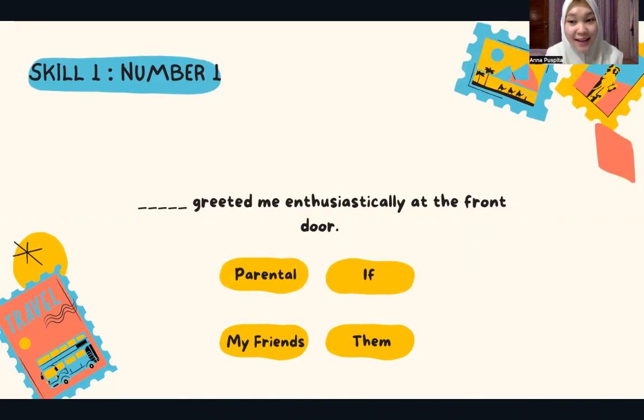The only one subject in this option is my friends. So the correct answer is my friends. My friends greeted me enthusiastically at the front door. If we analyze, option A is incorrect because it is an adjective. Option B is incorrect because it is a conjunction or connector. And the last option, option D, is incorrect because it is an object.